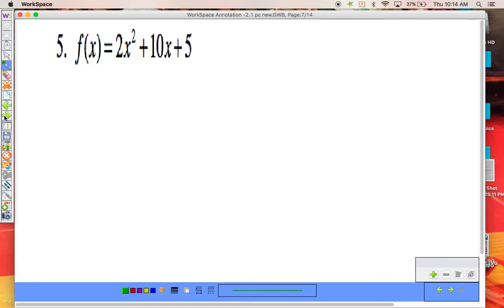All right, we're going to do this one by completing the square also. This one's going to be a little bit different because I have a leading coefficient. So the first thing I'm going to do, I'm going to take out that leading coefficient out of both of my x terms and leave that 5 in the back, outside of my bracket.